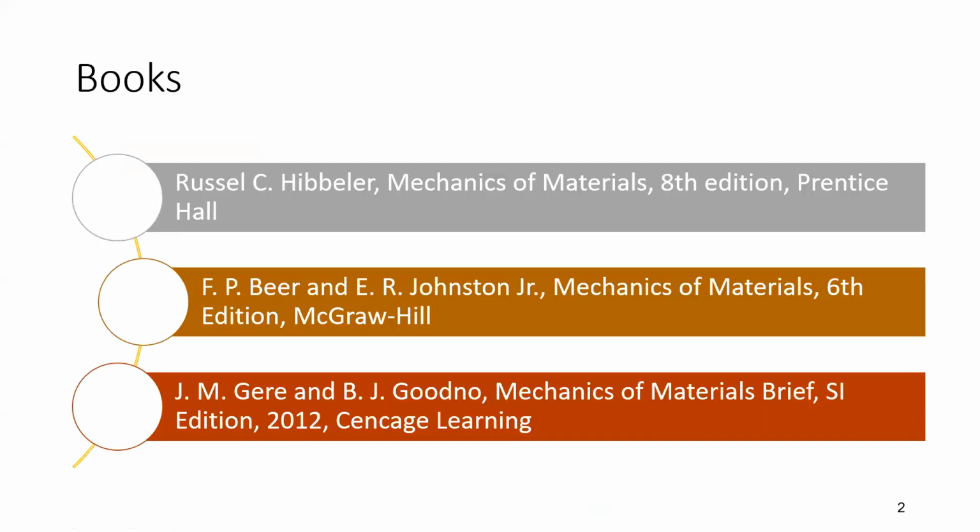So for the textbook, you can use any of them. You can use the Hibbler or Beer-Johnston or Goodno, but usually we refer to Hibbler. So please use this textbook.